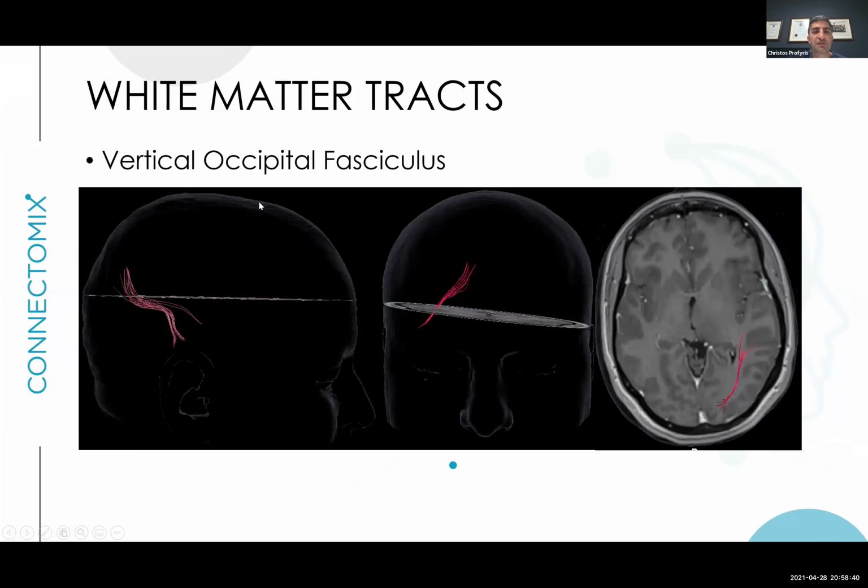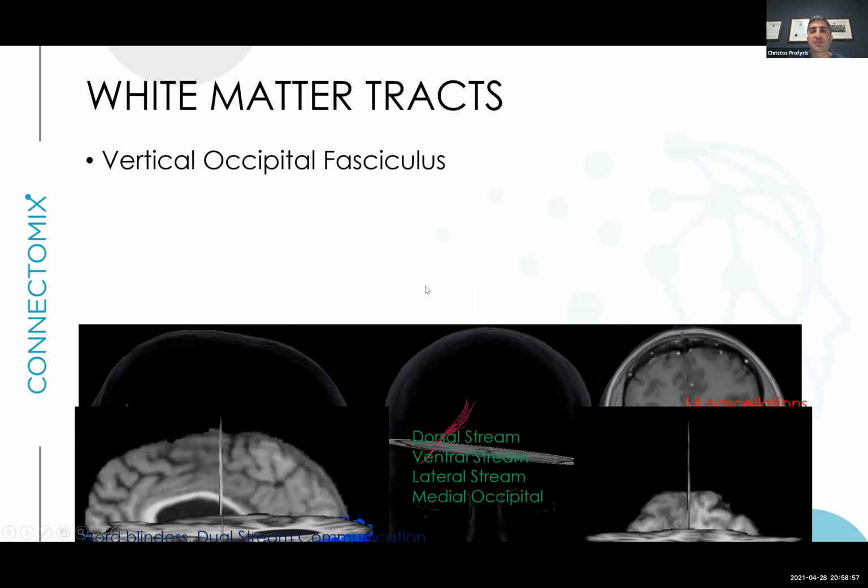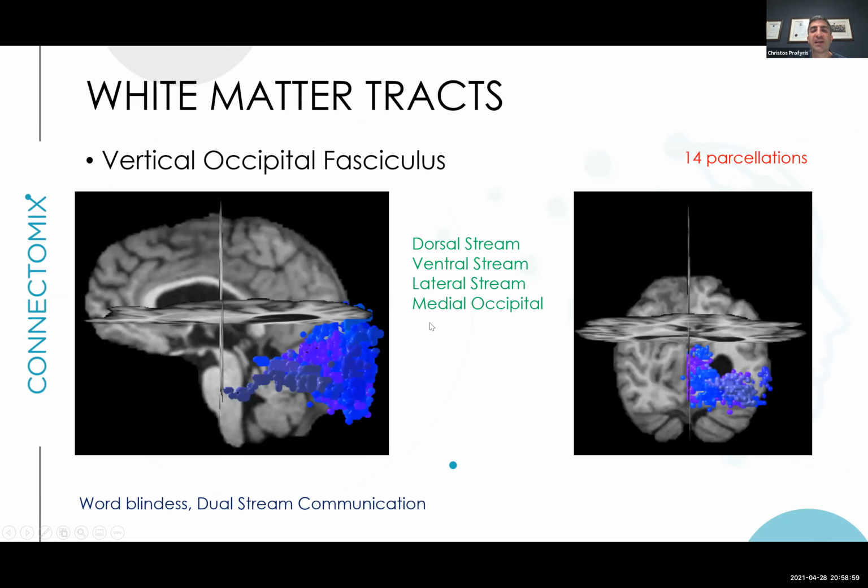The vertical occipital fasciculus, or VOF, is interesting in that it's an internal occipital lobe connection. So it connects the inferior lateral part of the occipital lobe to the superior part of the occipital lobe. So it's not near the primary visual areas. And its role is thought to be important in integrating the visual streams, or the stream information for vision.